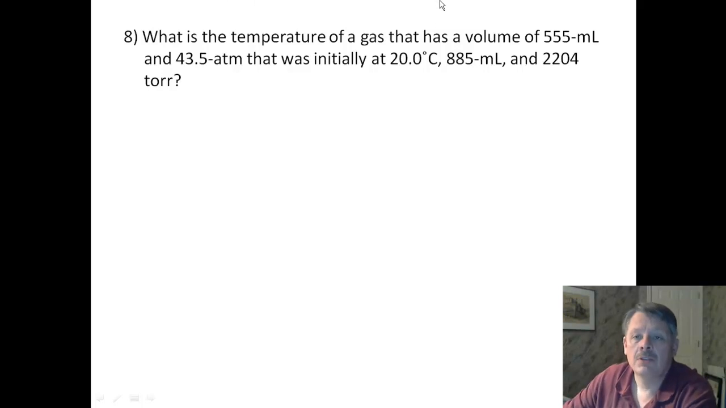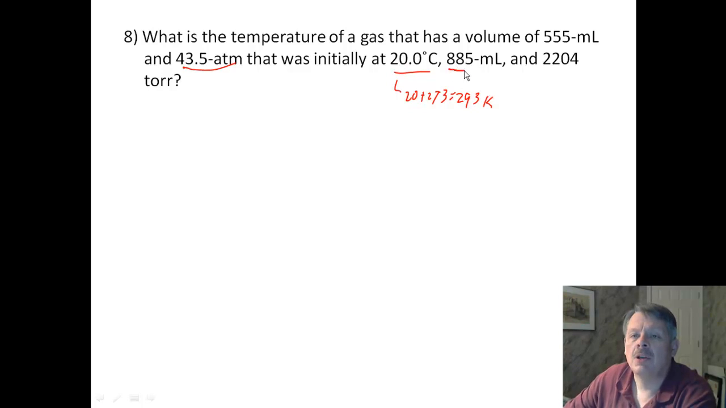So let's go and see what we have. We have 555 milliliters, 43.5 atmospheres, 20 degrees Celsius. Well, let's change that. 20 plus 273 is equal to 293 Kelvin.